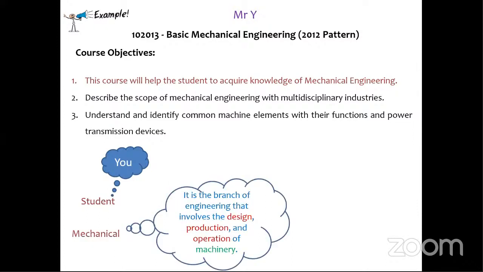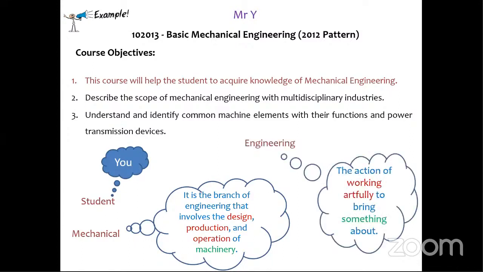It's the branch of engineering that deals with design, production, operation. So when they start thinking about the machine, it's not only about the machine or the working of the machine. It is also about design, production, and operation. Such things stick in their mind and they start understanding what is mechanical, what is engineering. Believe it or not, 70% of students don't even know the definition of engineering when you ask them, even if they are in third year or final year. So the action of working artfully by doing something. We just need to revise all these things every time. That is very, very important.